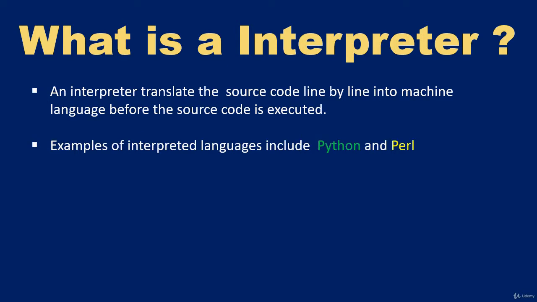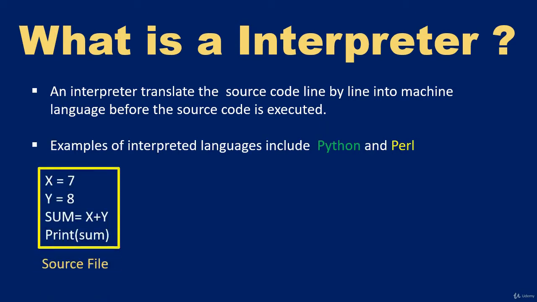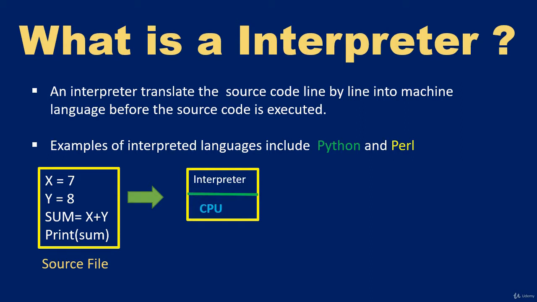So let me show you an illustration of how an interpreter would work. So let's say you have your source file and you have this bunch of code inside your source file. At this stage, the computer would not understand that. So for the computer to be able to interpret what you're saying, you need to use an interpreter. The way the interpreter works is that it will convert a line at a time. So for example, it would do x equals 7, compile that and run it.